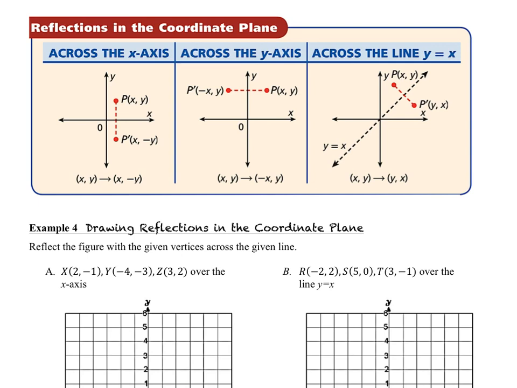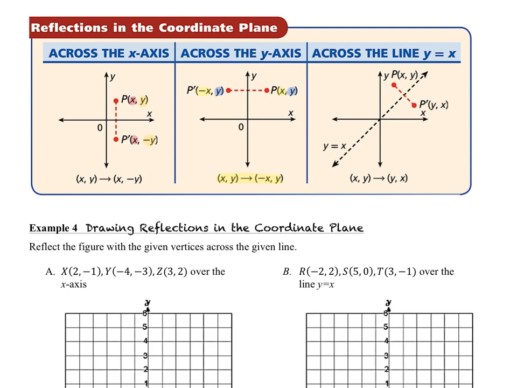When we reflect across the y-axis, the y-coordinate stays the same, and what changes is the x. The x-coordinate is opposite from what it started out. So the mapping statement is x comma y, then our mapping arrow, the opposite x, and the original y.